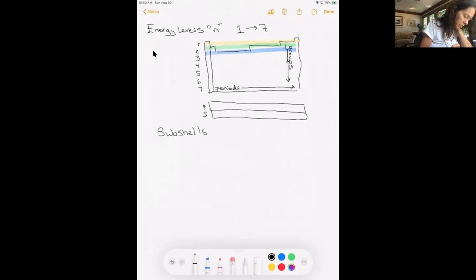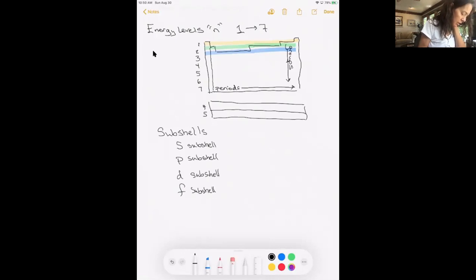Subshells. And so you could kind of envision that tells you what type of house you live in. There are 4 of them. There is an S subshell, all right? There is a P subshell. There is a D subshell. And there is an F subshell, okay?